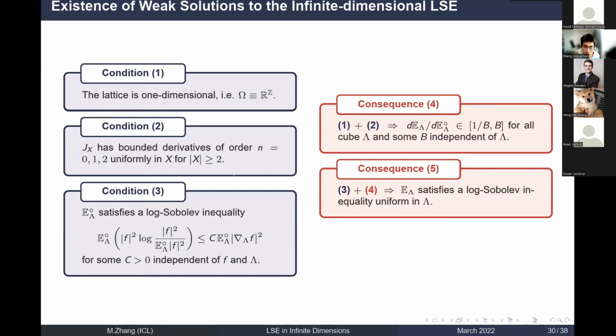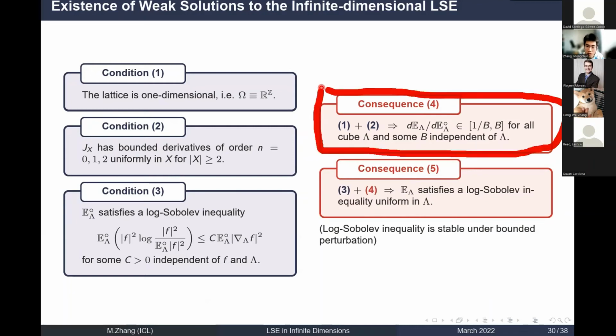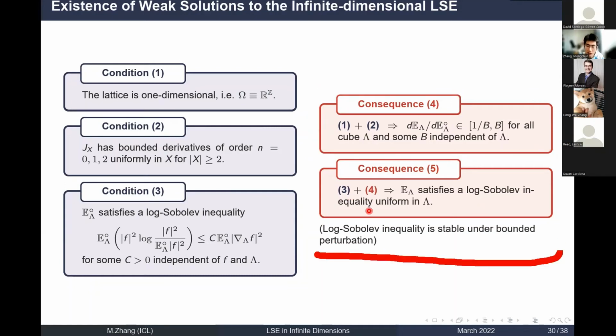For the second consequence, if you have 3 plus consequence 4, then you can deduce that the distribution with the boundary condition also satisfies the log-Sobolev inequality uniformly in lambda. And why is this true? This is a well-known fact for log-Sobolev inequality, which says that this inequality is stable under bounded perturbation. Because by condition 3, we already have an inequality for E lambda naught. And by consequence 4, we know that the ratio of the densities is bounded. Therefore, by this argument, we can conclude the log-Sobolev for E lambda.